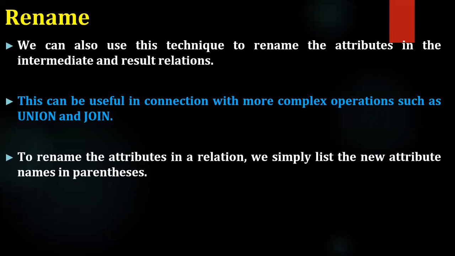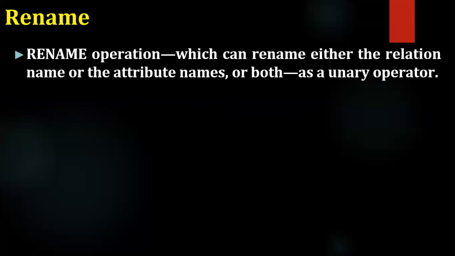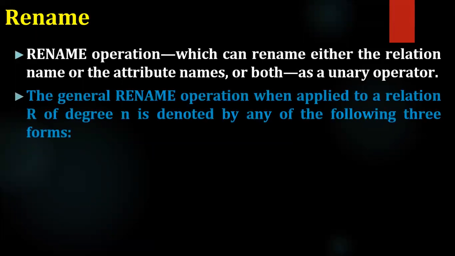Then to rename the attributes in a relation, in the parentheses we can place the new attribute names. So the old attribute names will be replaced by the new attribute names, which we specify in parentheses. Now the rename operation, as I said, can be used either to rename attributes or the relation or both, and it is treated as a unary operator, as we can rename a single relation at a time.